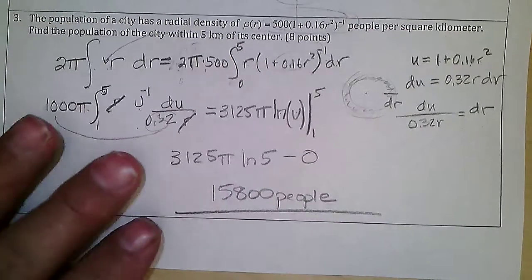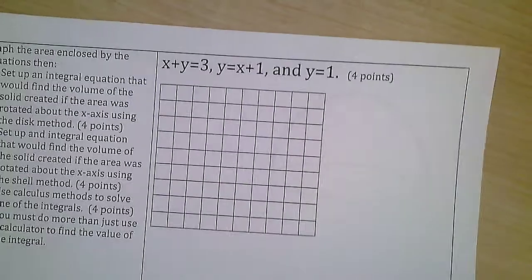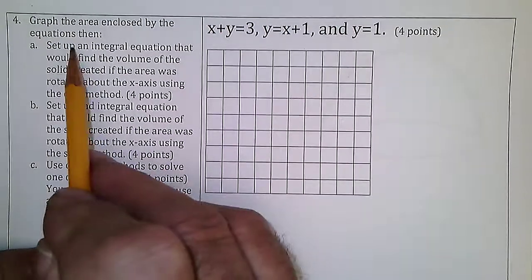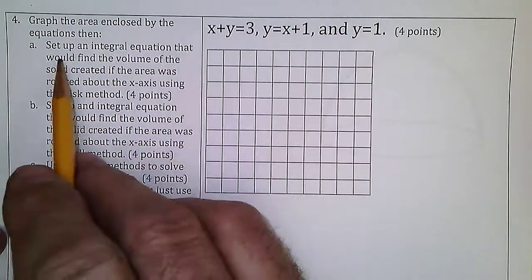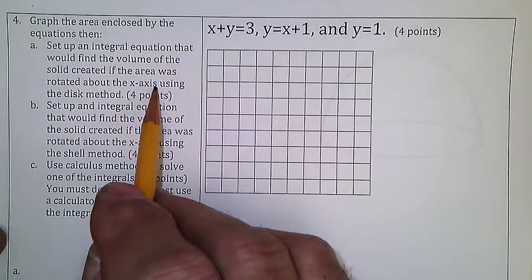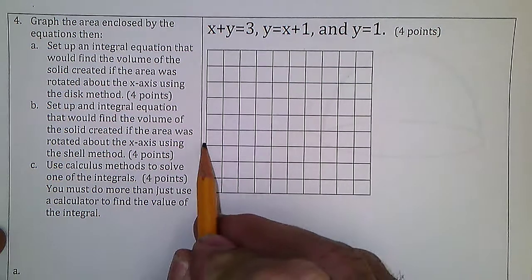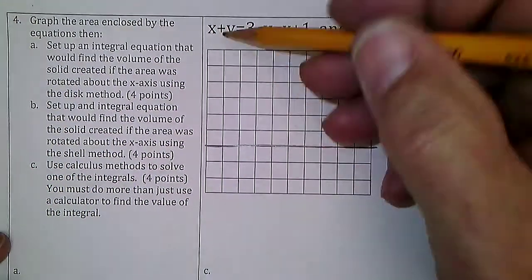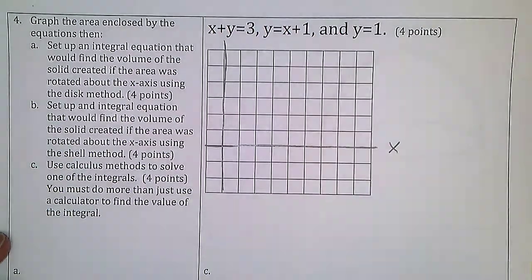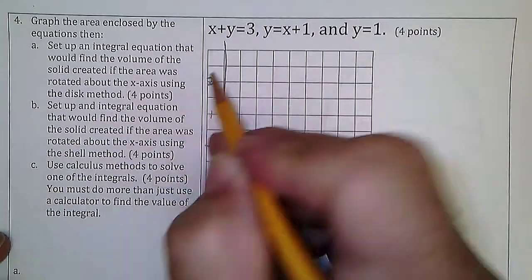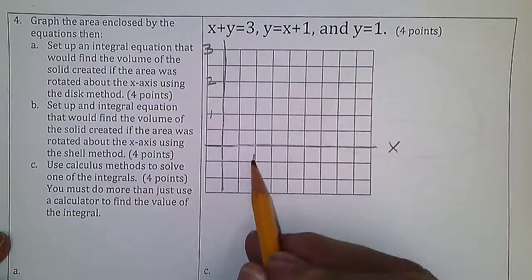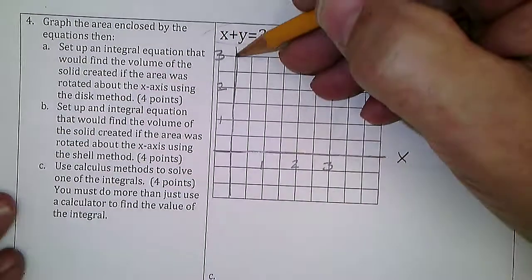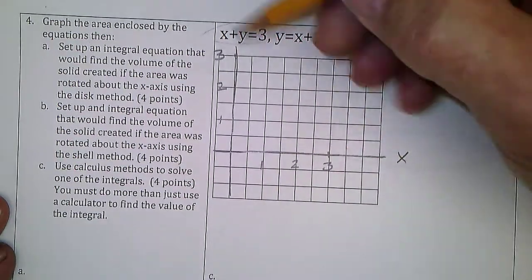Okay, page 2. I really messed up on the first video, so I'm redoing this one. Set up an integral equation that would find the volume created by rotating around the x-axis. So I'm going to make the x-axis here and the y-axis here. I'm going to mark 1, 2, 3. x plus y equals 3 will go through a y-intercept of 3 and an x-intercept of 3.